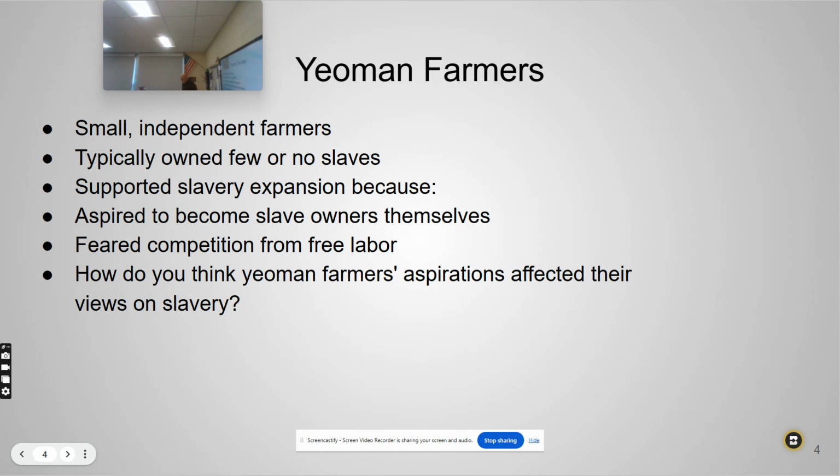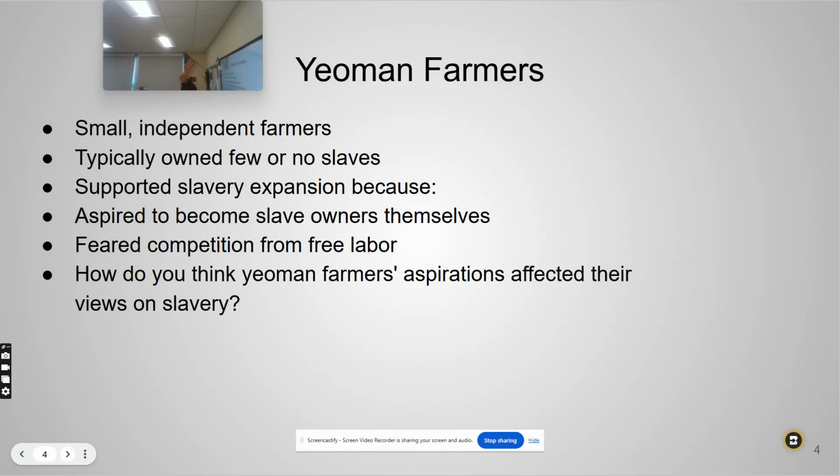This was kind of the gold standard for a yeoman farmer. They would look at a planter. They would look at a white planter who owned 30 slaves and looked at his mansion and looked at his wealth and his affluence. They saw the BMWs in the driveways. They saw the slave quarters, and they aspired to that. They wanted to become part of that lifestyle.